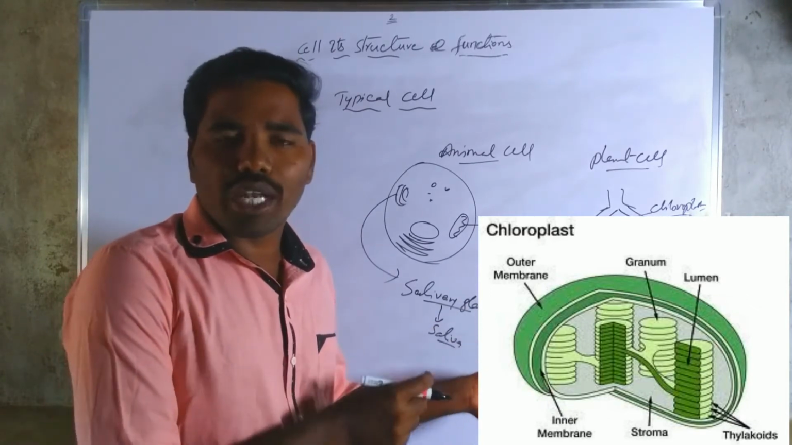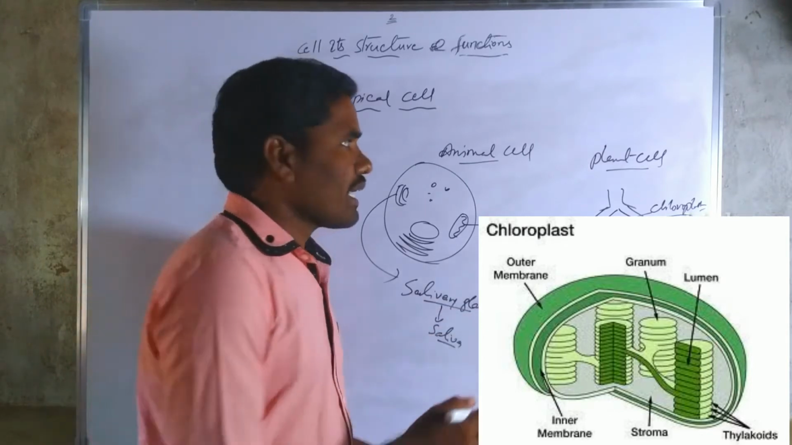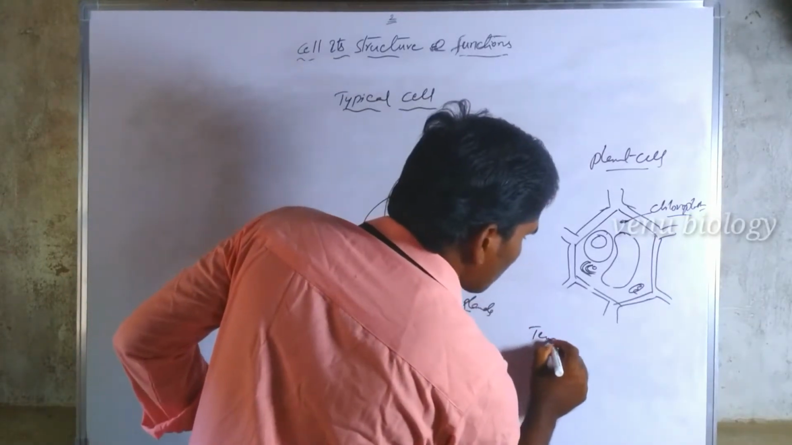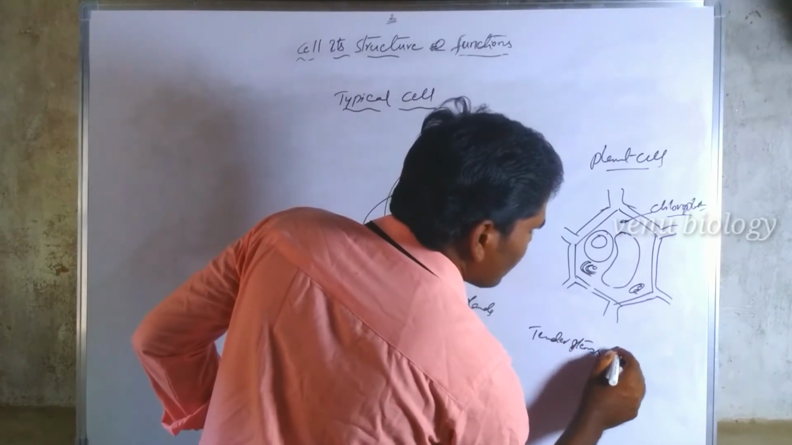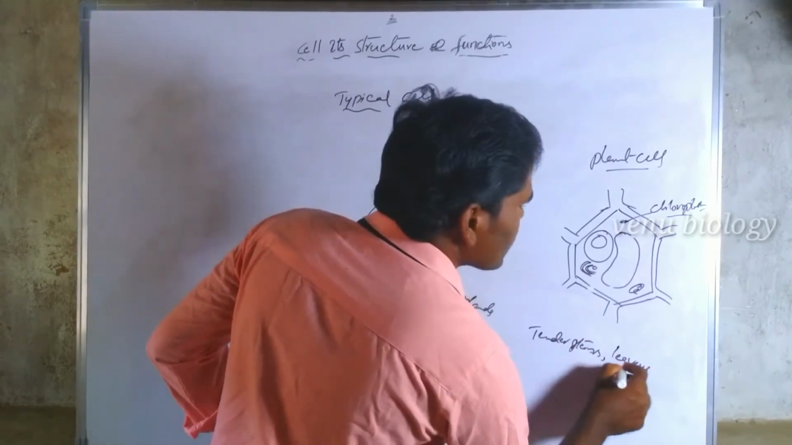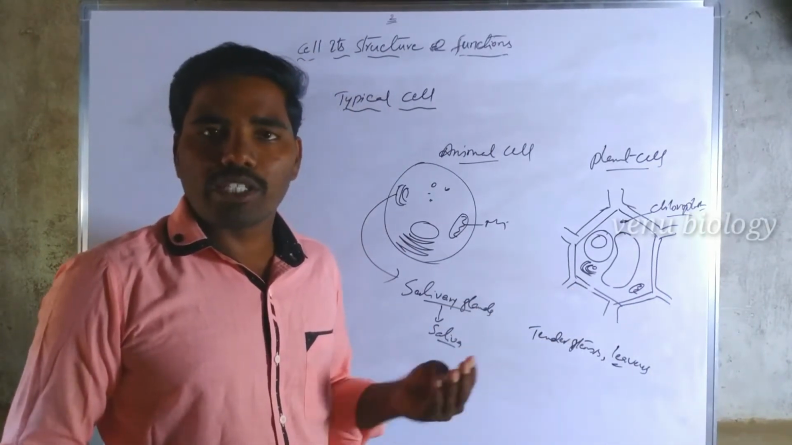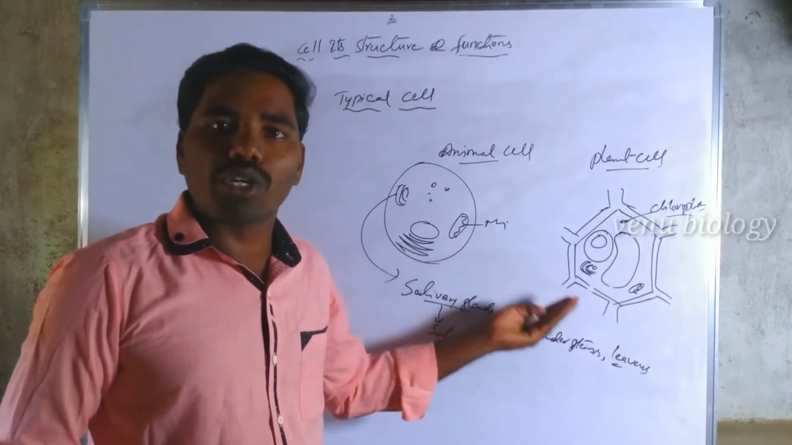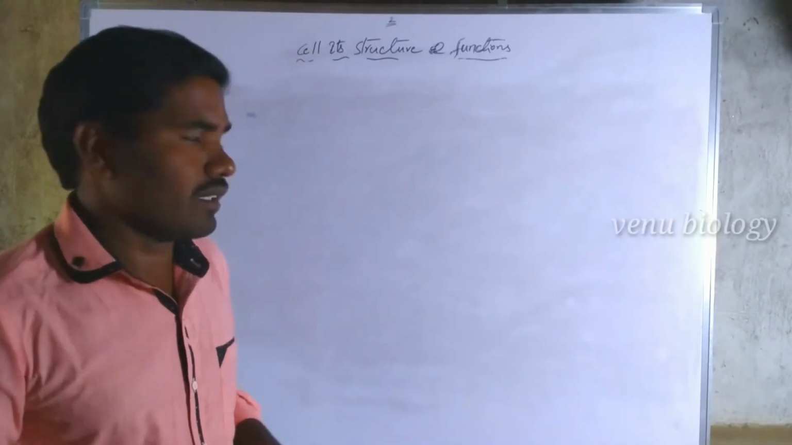Not every plant cell has chloroplasts. Most of the chloroplasts are present in the tender stems and leaves. These chloroplasts are not present in all the plant cells. Based upon their requirement, they are more in number. Let us draw the pictures of the plant cell and animal cell.